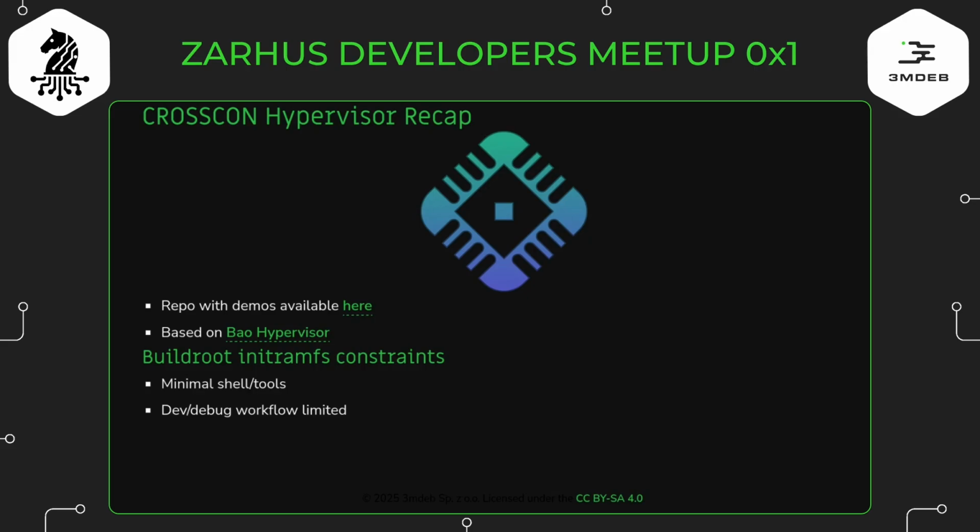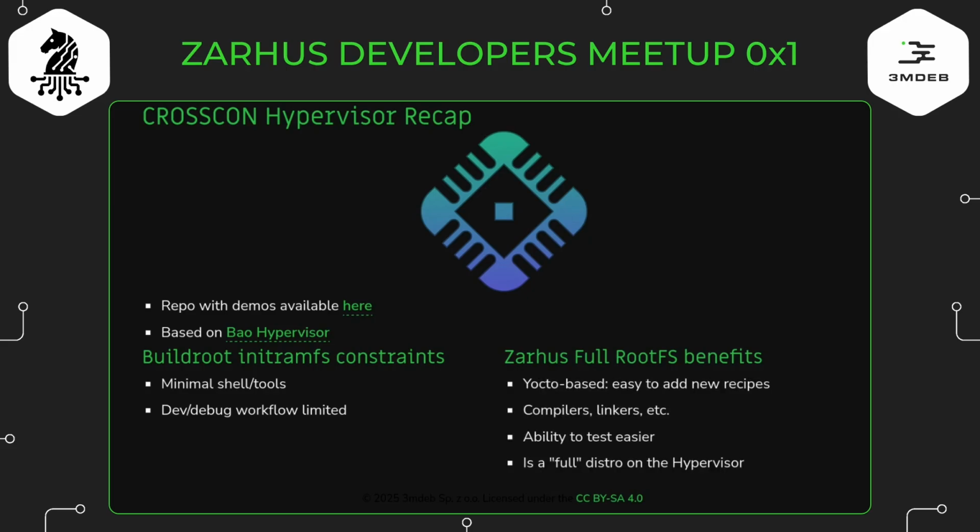And yeah, the lack of tools in the Buildroot initramfs, the compilers and the linkers, can make pretty basic tasks, such as running a simple proof of concept program, difficult, which is why we wanted to integrate Zarhus into this setup. Also, gathering of logs is way easier once you have a root file system. You can just save them and do whatever with them.